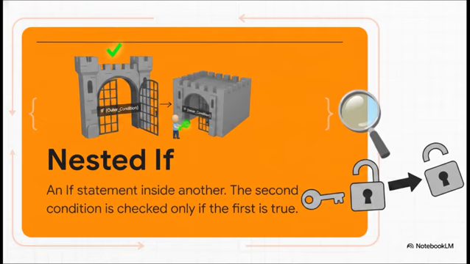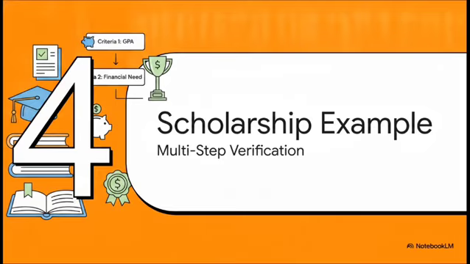The absolutely crucial point here is dependency. A nested if is an if statement placed inside another if statement. Outer condition pass aithe, the computer will check the inner condition. Lekapote, it totally ignores it. The outer condition acts like a strict gatekeeper. Let's look at a scholarship example. Multi-step verification. Ela chestamo oka practical scenario tho chuddam.